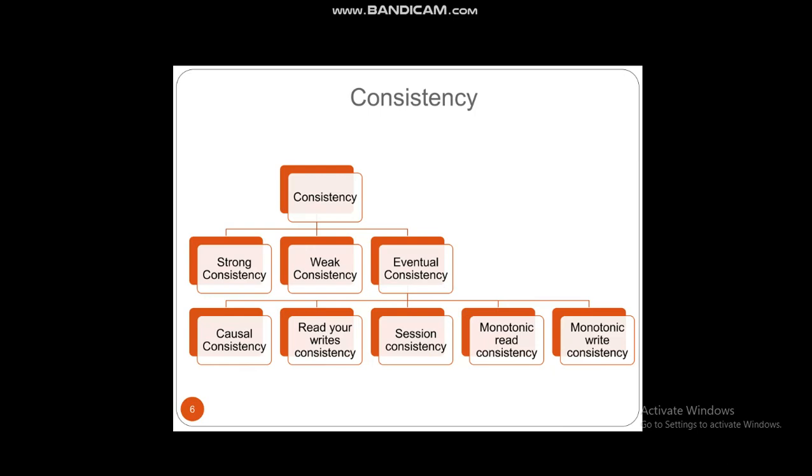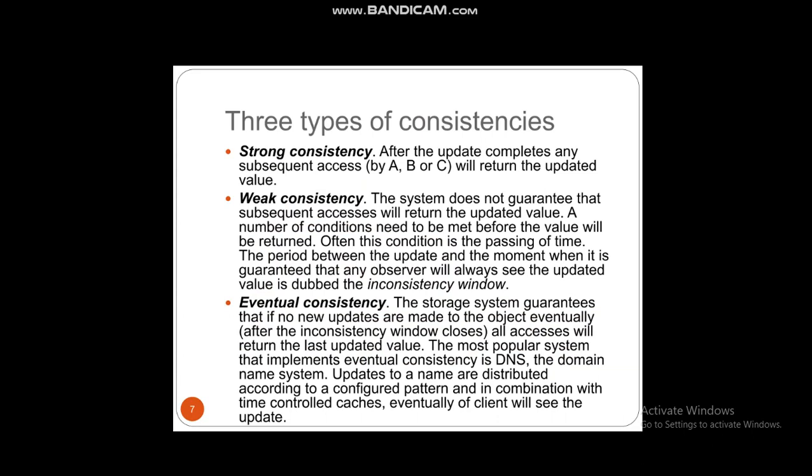Consistency: strong consistency, weak consistency, eventual consistency, causal consistency, read your writes consistency, session consistency, monotonic read consistency, monotonic write consistency. Three types of consistencies. Strong consistency: after the update completes, any subsequent access by A, B or C will return the updated value. Weak consistency: the system does not guarantee that subsequent access will return the updated value.